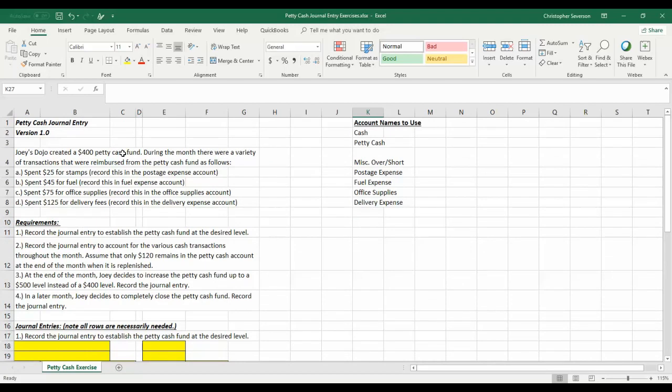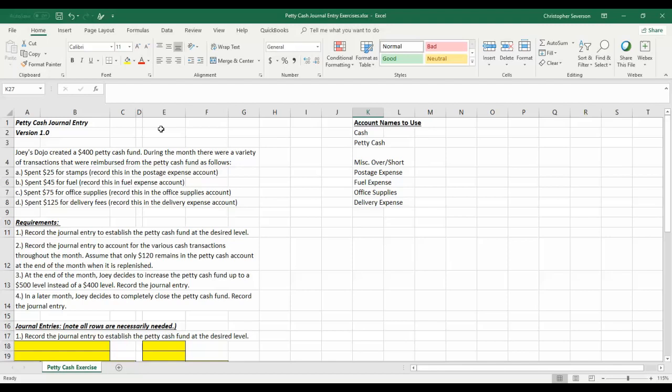Joey's Dojo created a $400 petty cash fund. During the month, there were a variety of transactions that were reimbursed from the petty cash fund as follows. So first of all, they spent $25 for stamps. It's going to be recorded in postage expense. They spent $45 for fuel that would be recorded in fuel expense. So those are two expenses.